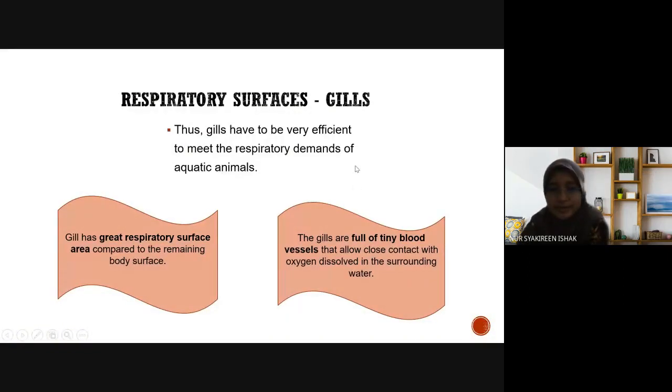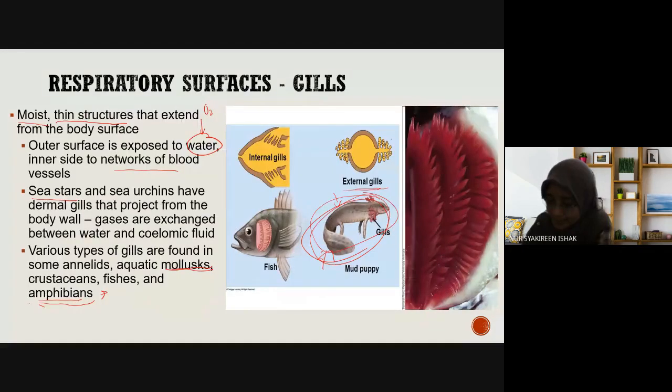Okay, so respiratory surfaces for gills. So thus gills have to be very efficient to meet the respiratory demands of aquatic animals. Okay, so gills have a great respiratory surface area compared to the remaining body surface. So kalau tengok kat sini kan, dia punya lamella ni is highly folded. Okay, it is highly folded so that this is to make sure that the surface area is large. Okay.